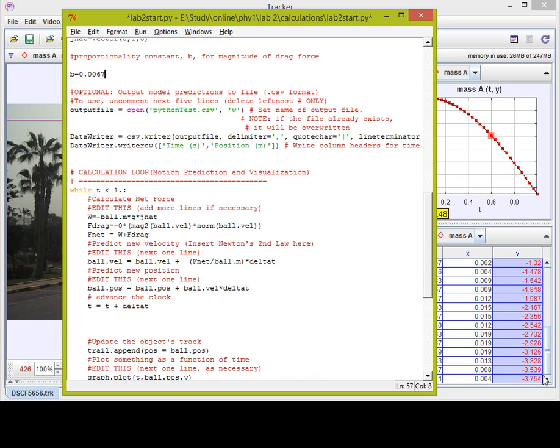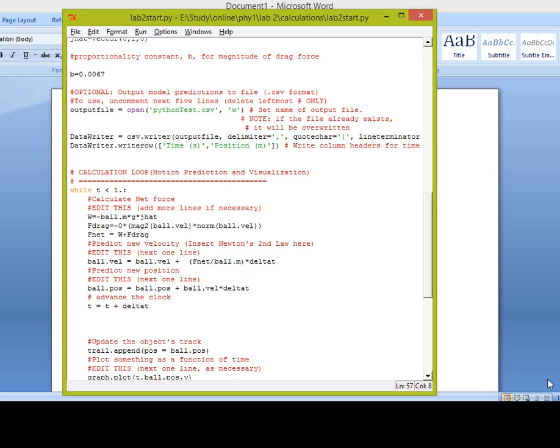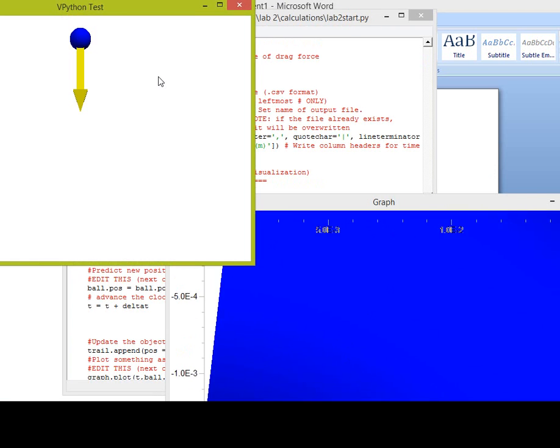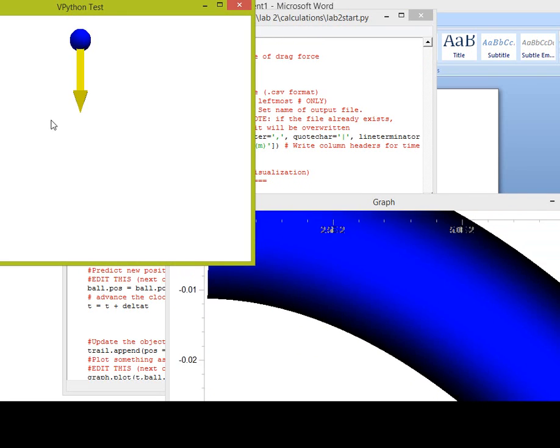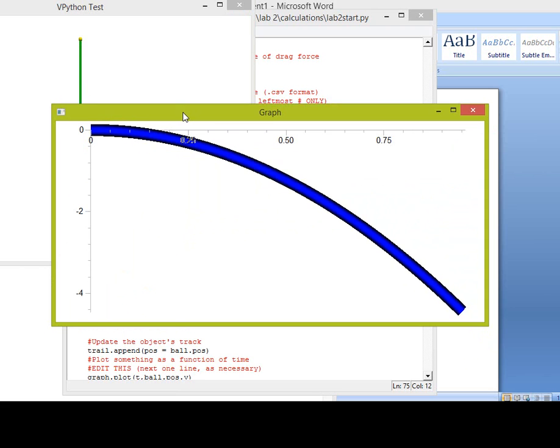Now let's take a moment to see what forces we should include in our model. First, let's assume it's only one force, the weight force, W equals negative mg j hat. Okay, let's apply this. Let's set F net equals W, only the weight force. Let's just ignore this line here and run this. This arrow here represents the weight force, and this is the position versus time graph.